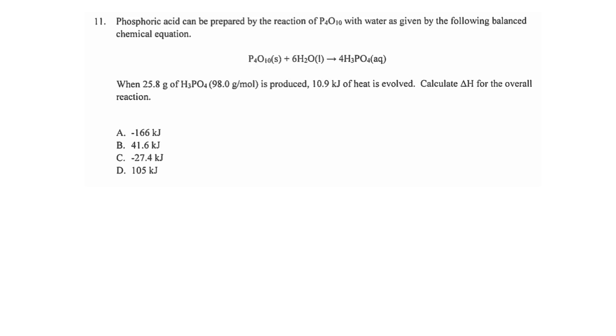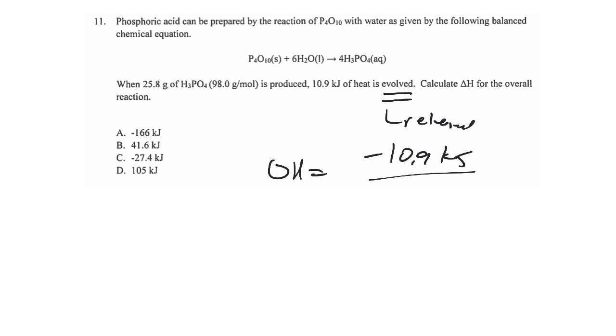Phosphoric acid can be prepared by the reaction of P4O10 with water, as shown by the reaction. So we got 25.8 grams of phosphoric acid produced. When 25.8 grams of phosphoric acid is produced, 10.9 kilojoules of heat is evolved. That's another word for released. So the delta H of the reaction, the q of the reaction, would be minus 10.9 kJ. It's releasing that much heat.